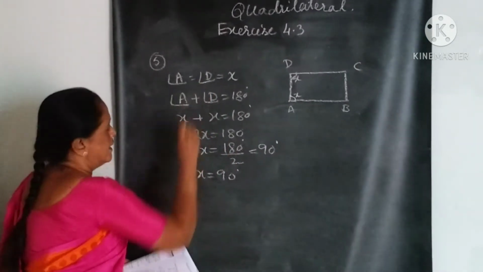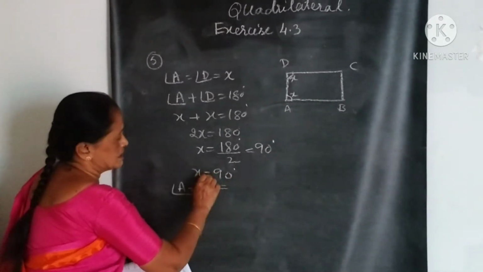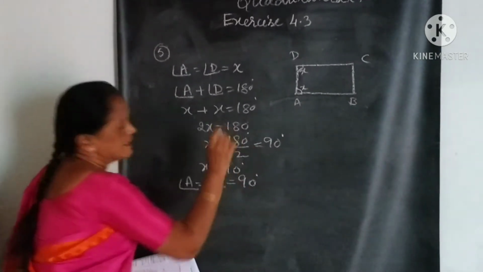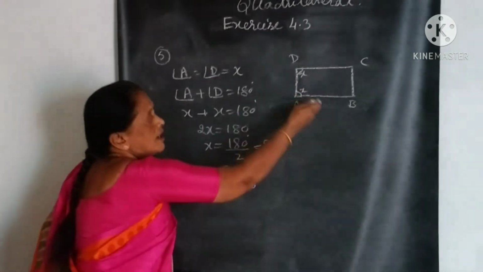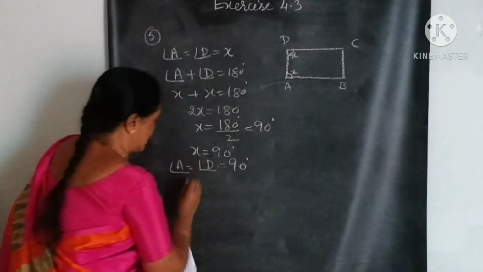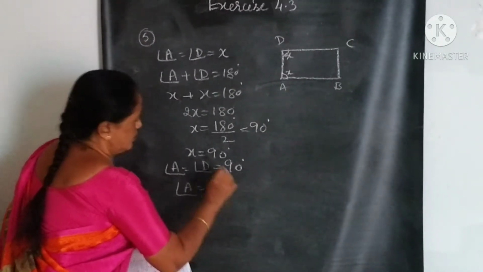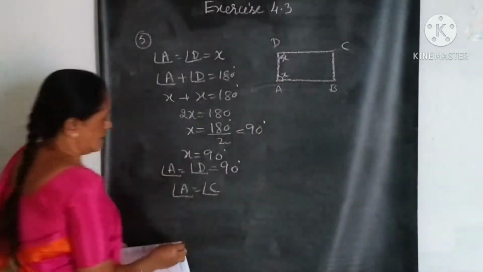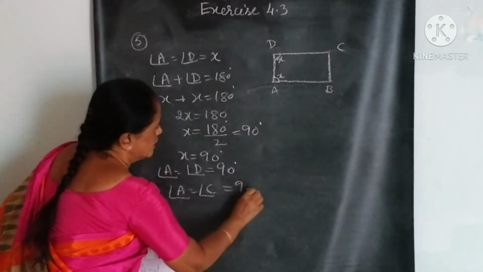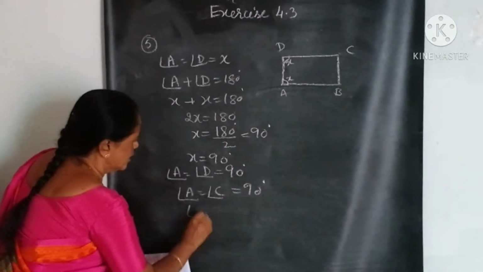Therefore, angle A and D are how much? X. X is how much? 90 degrees. Then find the measures of the other angles. A and C are the opposite angles. A is equal to C. They are equal to 90. Similarly, B and D are equal angles.